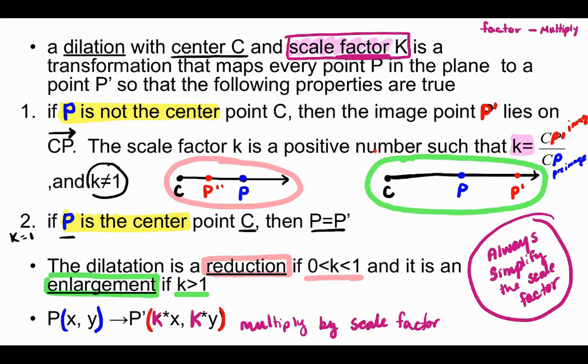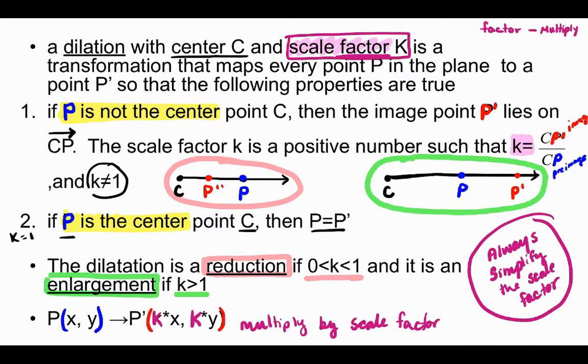Our scale factor is a positive number such that K is our comparison of the image measurement to the pre-image measurement. So we're going to get our scale factor by comparing the distance from our image to the distance from our pre-image. And whenever you're doing a scale factor, you always want to simplify that fraction. If our point P is actually the center point, then our P prime is going to be at the same location, kind of like when our point was on the line of reflection or at the center of our rotation, it didn't go anywhere.